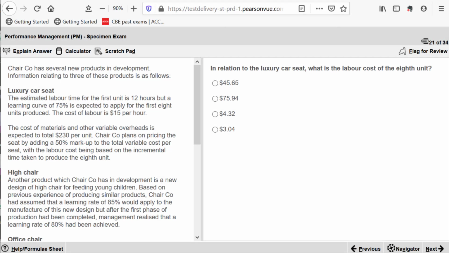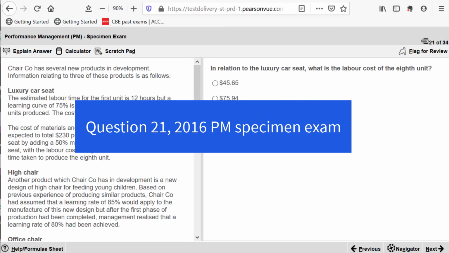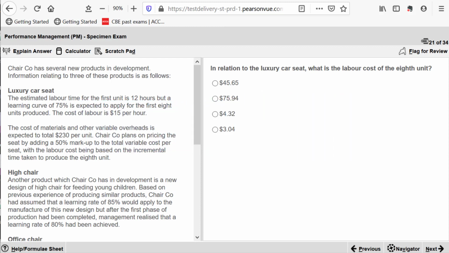Hello everyone. We're looking at the specimen exam for performance management and the specific topic of the learning curve. I'm here at question 21 in section B, and we've encountered a PM classic. Use the learning curve formula to calculate a cost per unit.